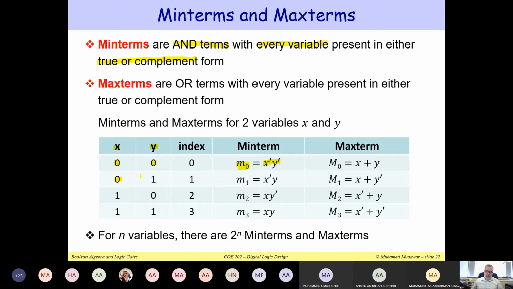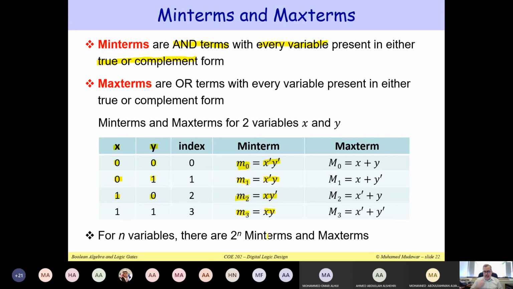Okay, for x equal to 0 and y equal to 1, minterm 1, notice that minterm is written as lowercase m, it's defined as x prime y. So because x is equal to 0, we write x prime. Y is equal to 1, we write y. On the other hand, 1,0, x equal to 1, y equal to 0, this will be minterm sub 2. And it will be x y prime, because x is equal to 1 and y equal to 0. And finally, for 1,1, minterm sub 3 will be x y. So this is how we define the minterms.